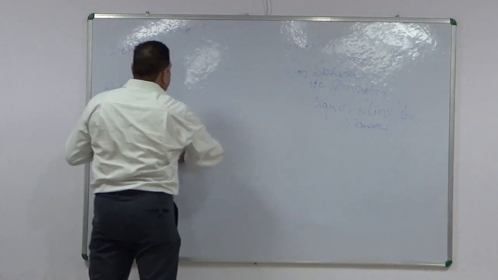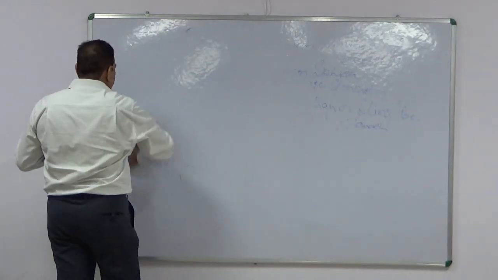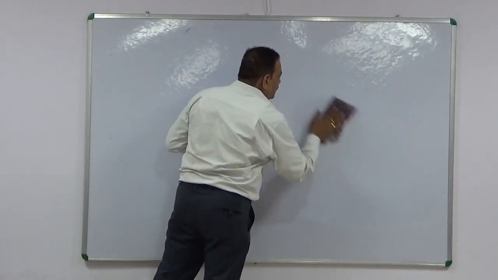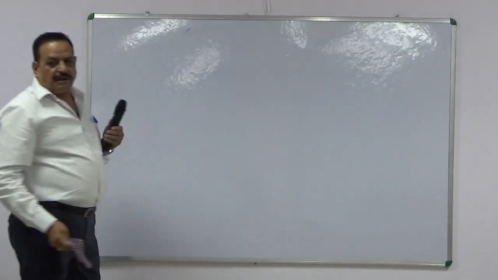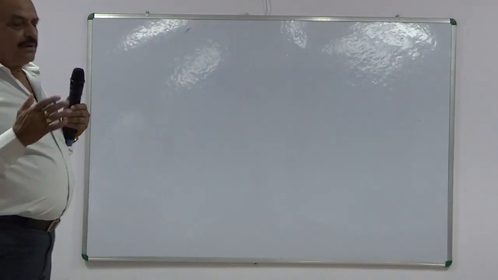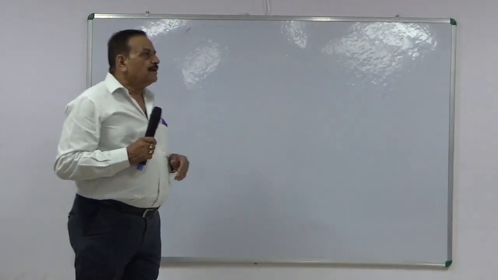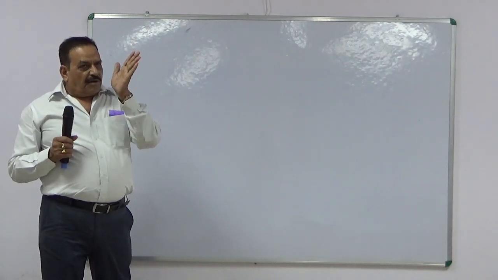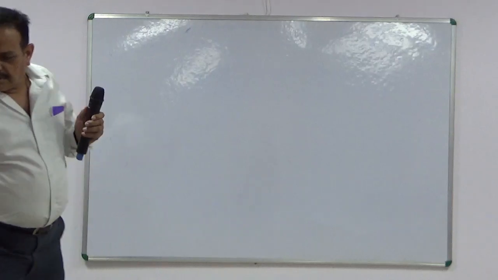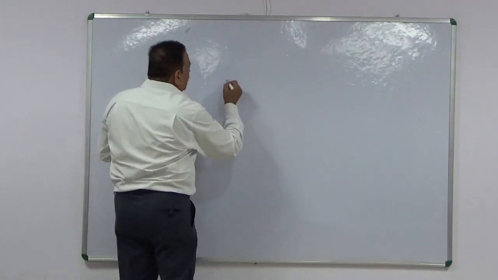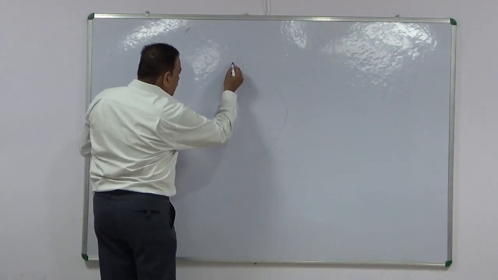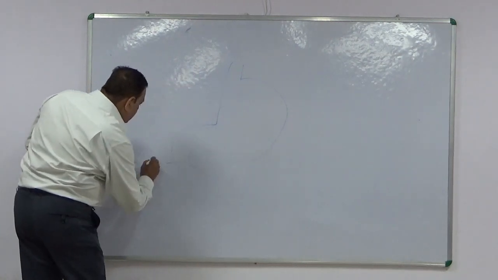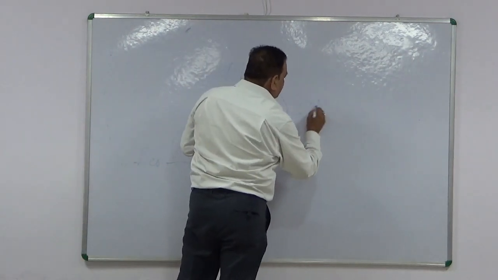The second disorder is peptic ulcer. Peptic ulcer is a very common disorder, and the peptic ulcer is due to secretion of acid in the stomach. This is the stomach, and this is the duodenum, and this is the stomach.